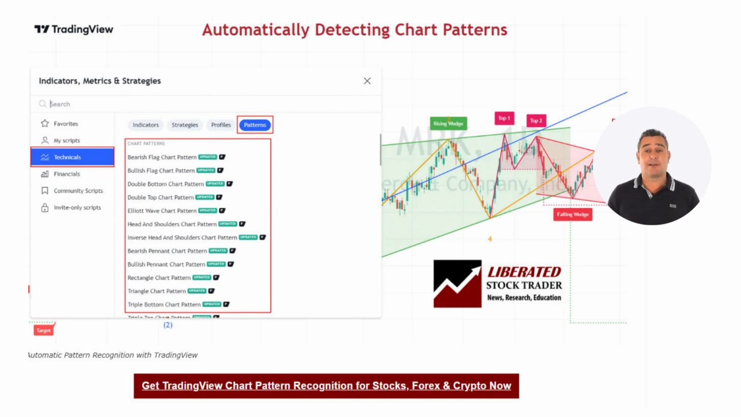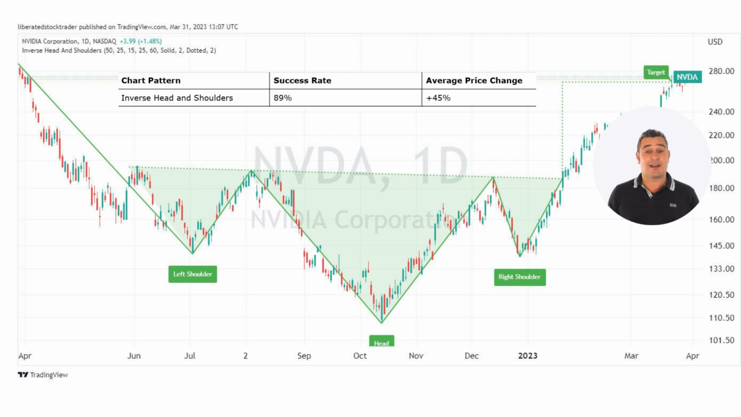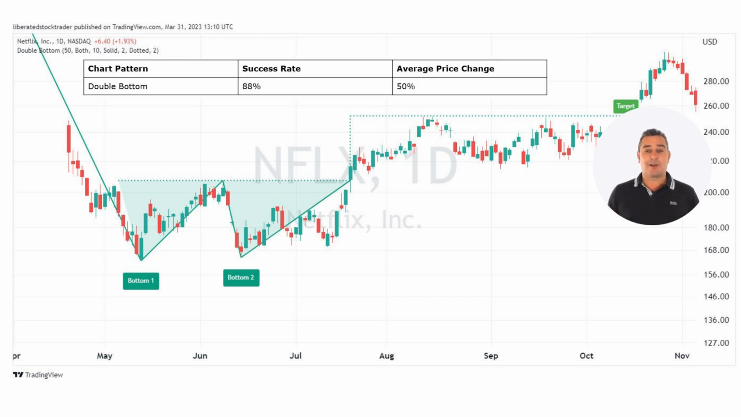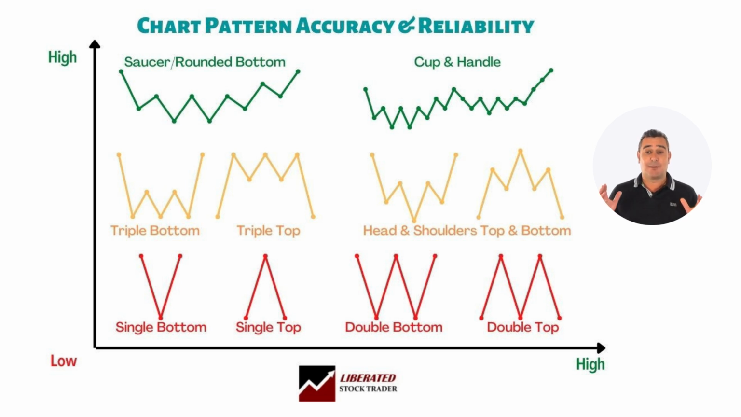Price patterns repeat themselves over time and often signal the next move in the stock. For example, an inverse head and shoulders pattern has been tested to have an 89% success rate in predicting a reversal from a downtrend to an uptrend. A double bottom has an 88% success rate with average gains of around 50%. These patterns sound complicated, but they become easier to recognize with practice. The good news is that platforms like TradingView and TrendSpider can automatically detect these patterns for you, saving you time and helping you learn faster.